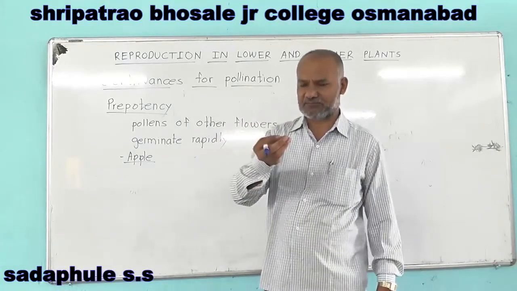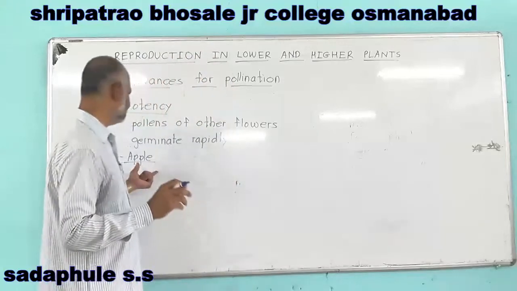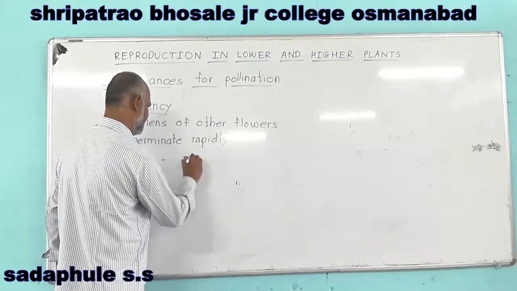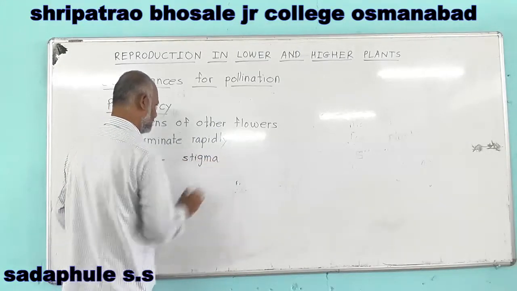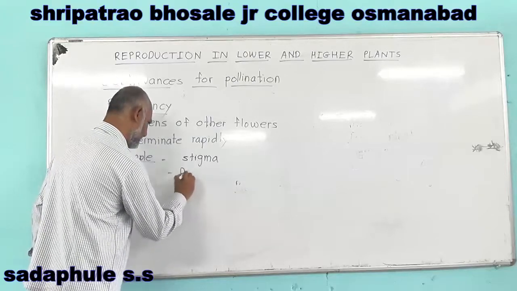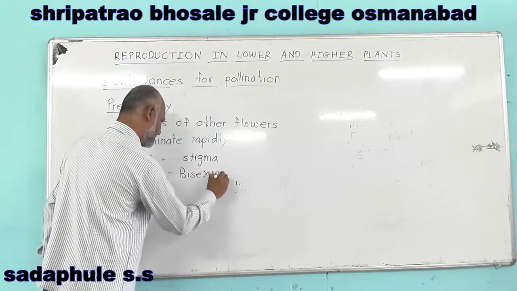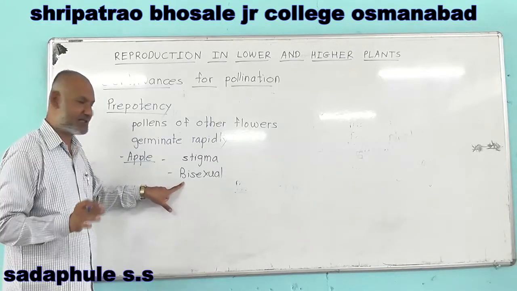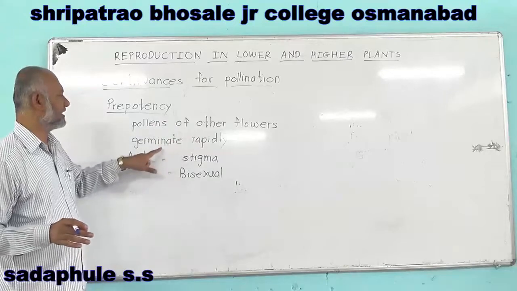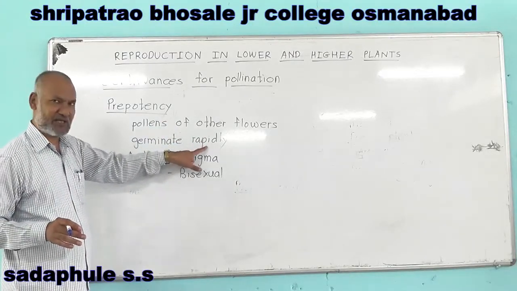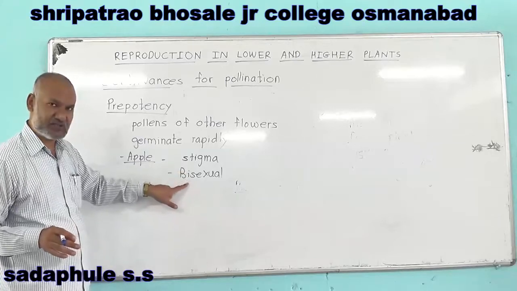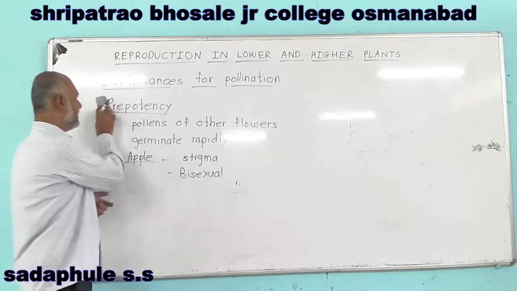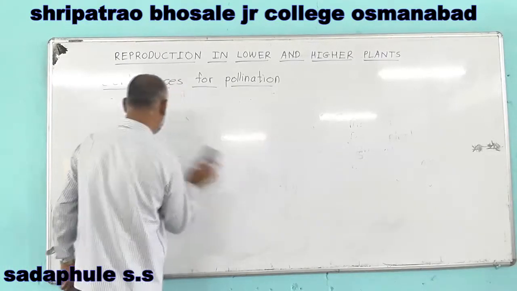In the same flower, suppose in apple flower, like this, here is the stigma. Flowers are bisexual, and in the bisexual flower there is presence of pollens, but the pollens of other flowers germinate rapidly. They germinate fast before the pollens of the same flower. So it promotes cross pollination and prevents self pollination.